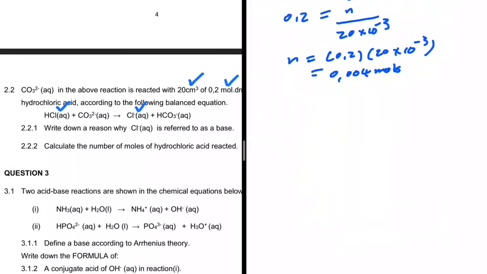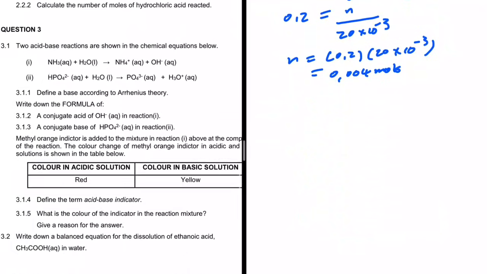There's something really complicated here. Let's do question 3 and see what is going on. So question 3, 2 acid-base reactions are shown in the chemical equation below. And then 3.1.1, define a base according to Arrhenius theory. Arrhenius theory is the difficult one of the two. A base is a substance that ionizes or dissociates in water to produce hydroxide ions, right? So that is 3.1.1. What about 3.1.2?